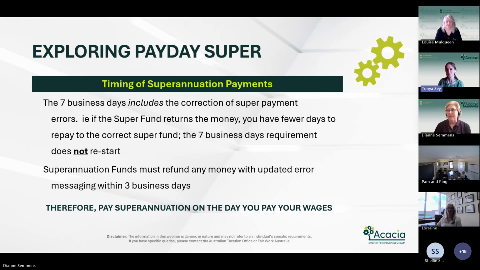The gist of it being, pay your superannuation on the day you pay your wages, hence Payday Super. So even though you might pay on a Monday, and yes, you've got 7 days to get it to their super account, you might decide to wait till Wednesday or Thursday, but you're running the risk. Pay your pay run, then go and do your superannuation straight away. Make sure that they're being done and give yourself the most amount of time.